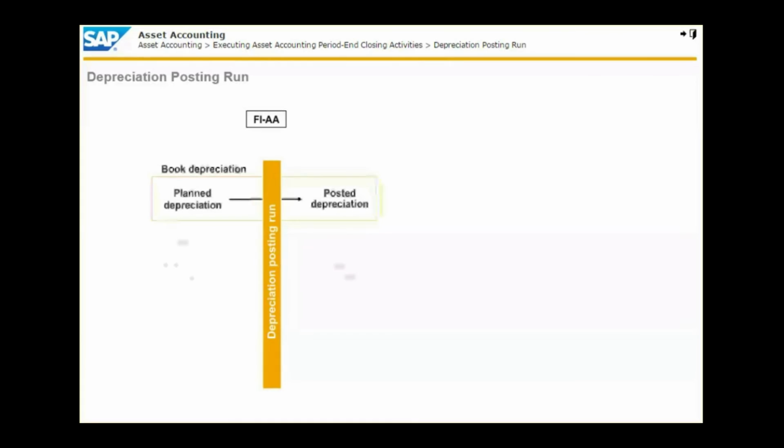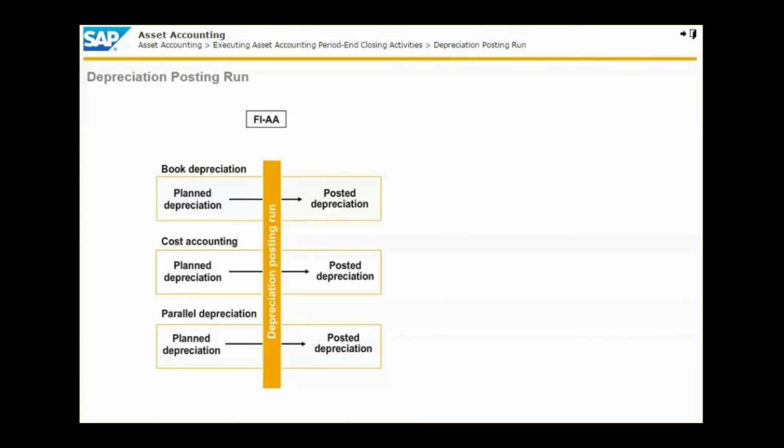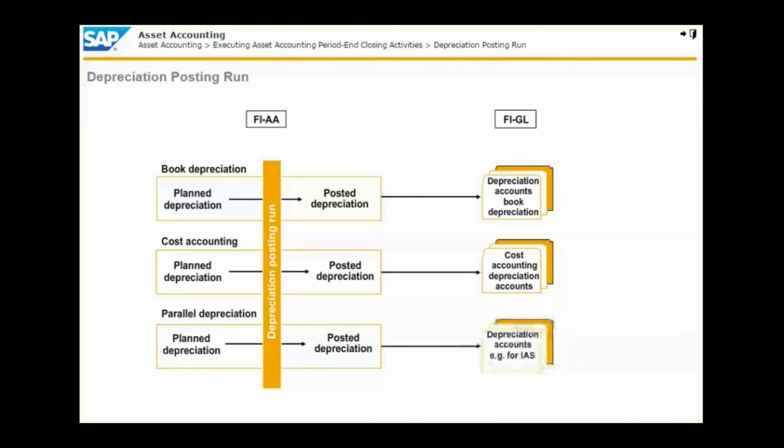The depreciation posting run posts in one run the depreciation of all depreciation areas to general ledger accounting. All types of depreciation, such as normal depreciation, special depreciation, and unplanned depreciation, are calculated and initially kept in the form of planned values in the fixed assets application. After the periodically started depreciation posting run, depreciation values are also displayed in the GL accounts and the financial statement.